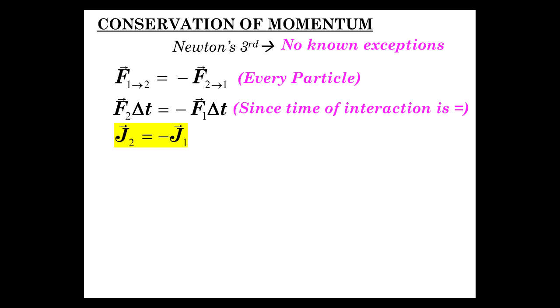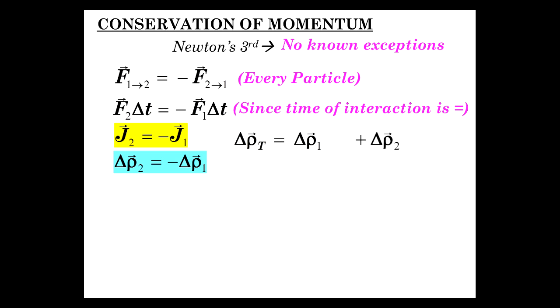Well, F delta t is J, impulse, so impulse on object 2 is minus the impulse on object number 1, which also says the change in momentum of object 2 is equal to the negative change in momentum of object 1. Well, how about the total change in momentum? We just want to say total momentum change. We'd have to specify all the objects.